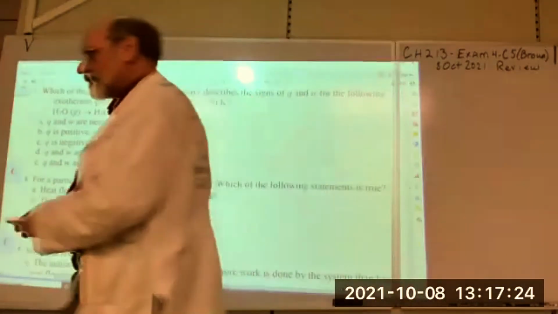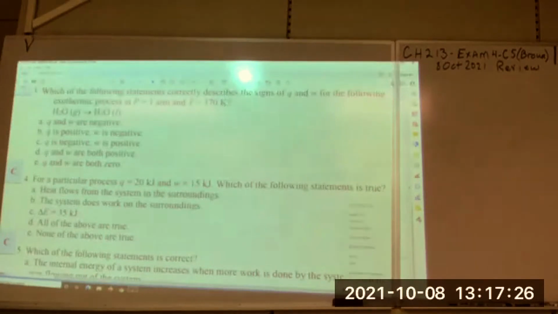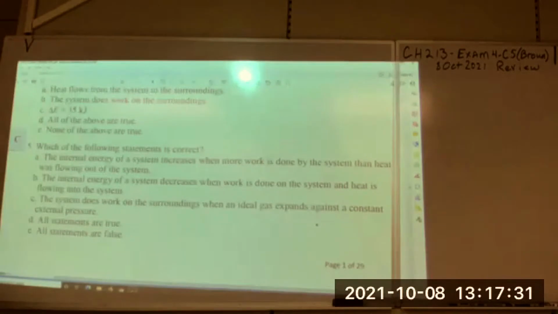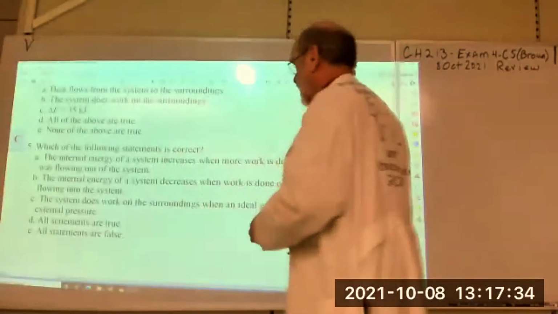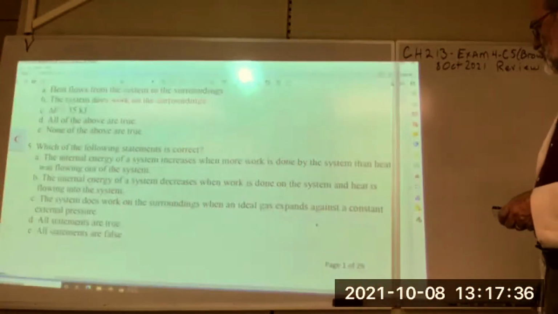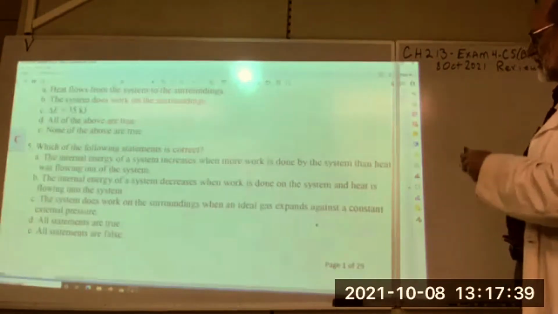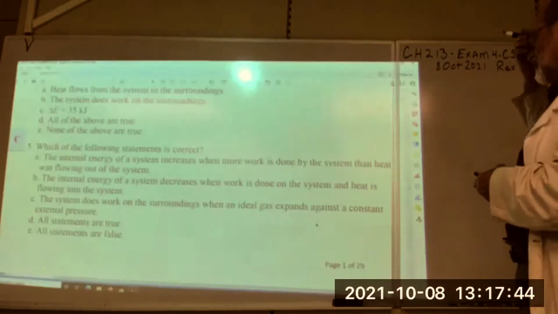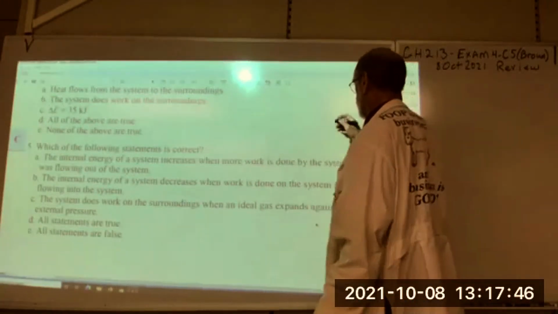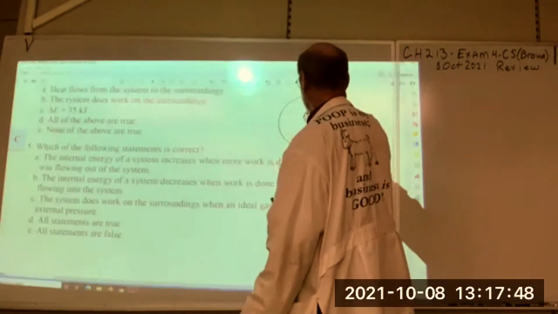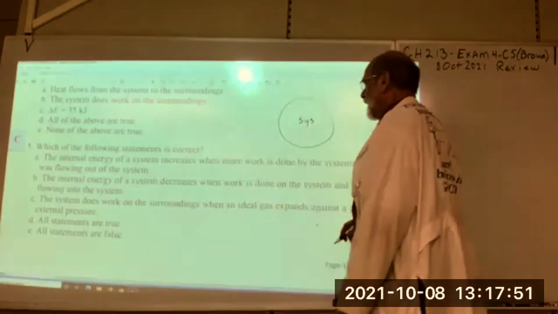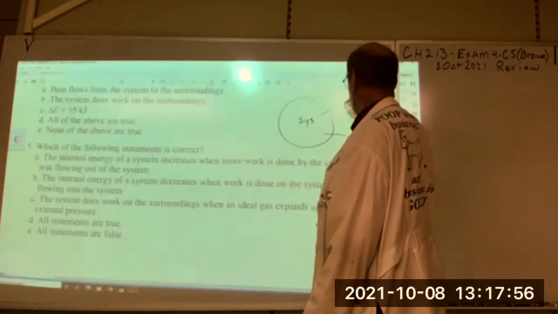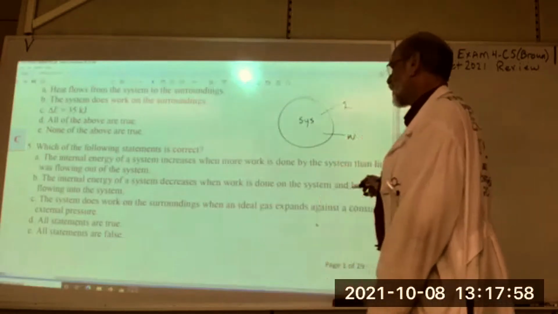All right, let me look at 5. Which of these are correct? The internal energy of a system increases when more work is done by the system than heat was flowing out of the system. All right, now we're going to have to look at that. Let's draw a picture. Here's our system, and internal energy is, so we've got Q and W. I don't know which direction they're going yet.